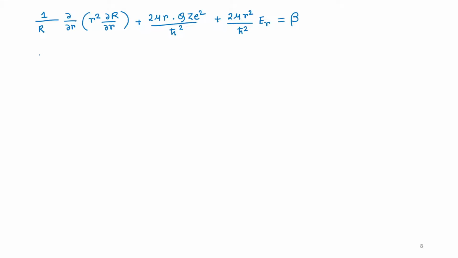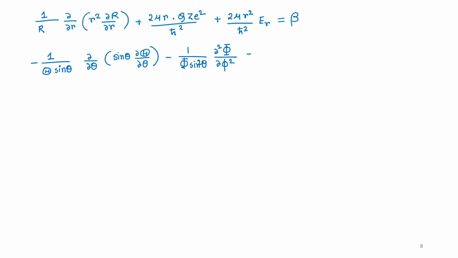So what about the right hand side? Right hand side is 1 divided by capital theta sin theta, del by del theta, sin theta del capital theta by del theta, minus 1 by capital phi sin square theta, del 2 capital phi by del phi 2, is also beta, right?